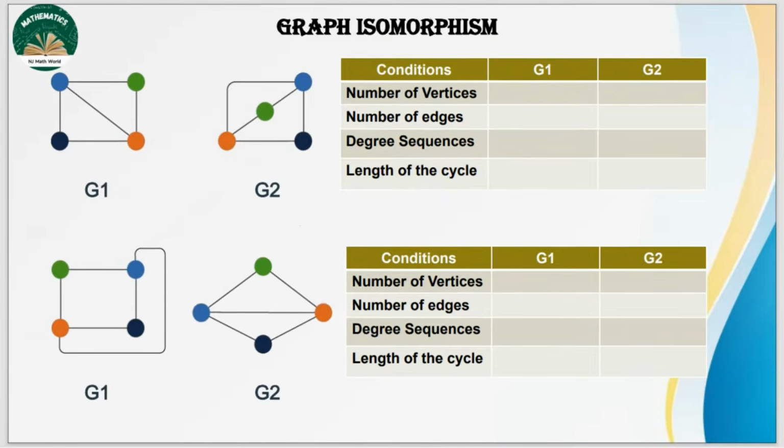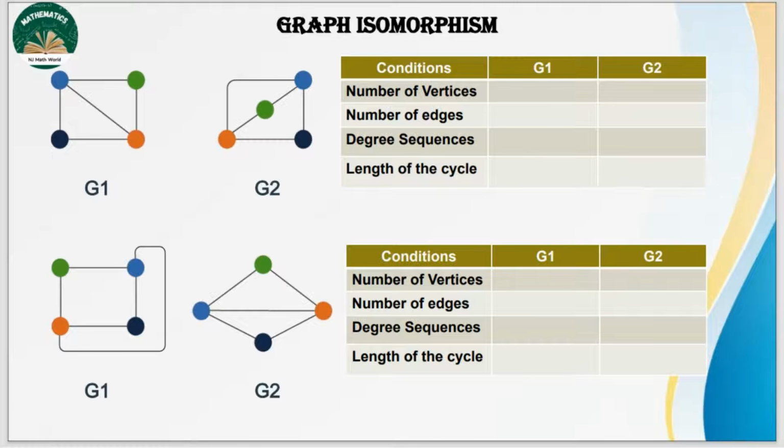Here we will just find whether it is isomorphic or not. First, the number of vertices in G1: the vertices are 1, 2, 3, 4, so it is 4. Here also we have 1, 2, 3, 4, so it is 4. Then the number of edges, the lines: 1, 2, 3, 4, 5 — 5 lines. Here also 1, 2, 3, 4, 5, so it is also 5.